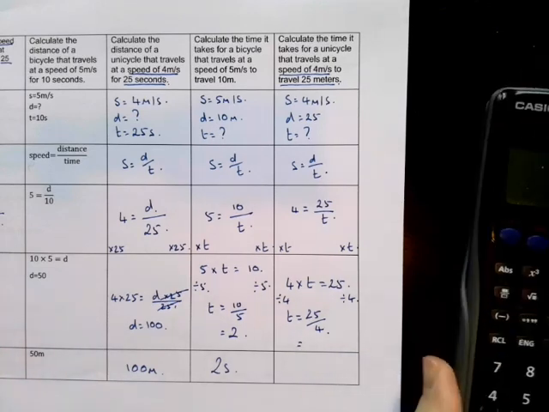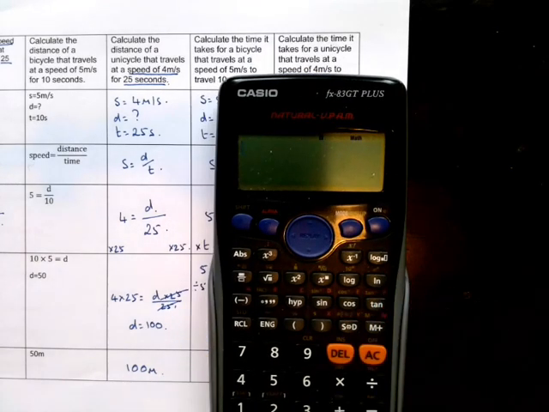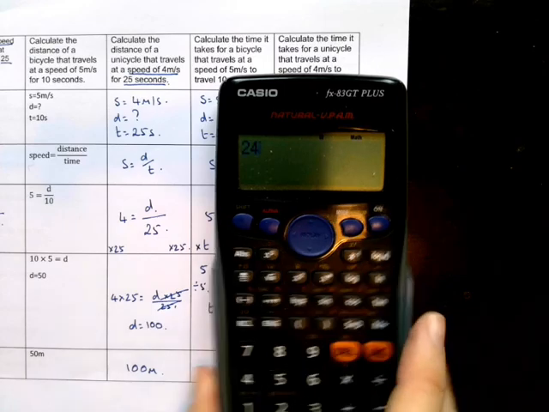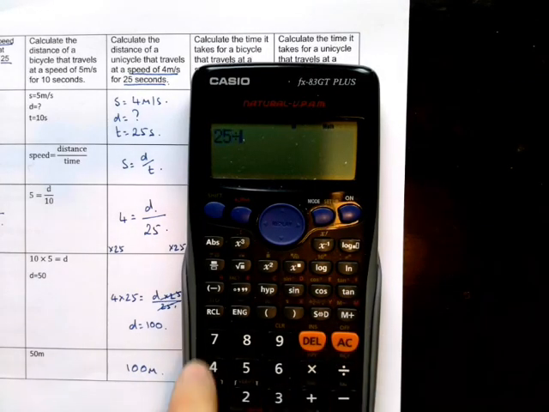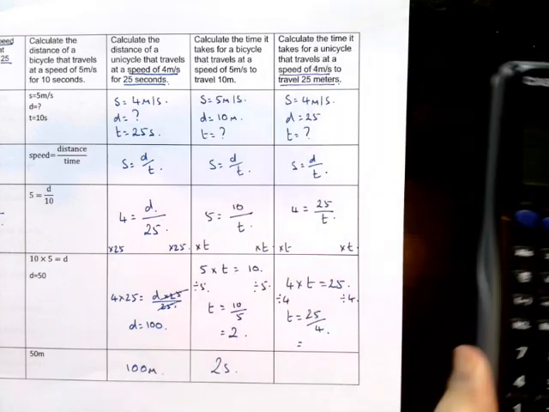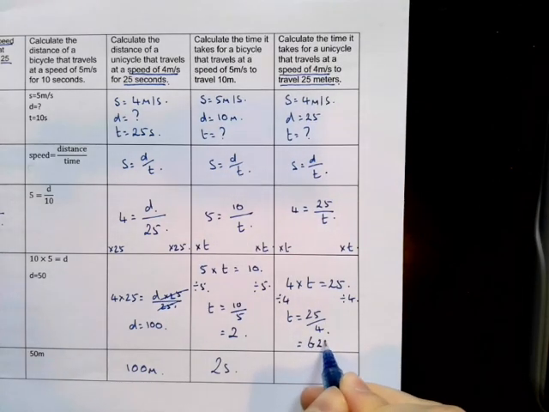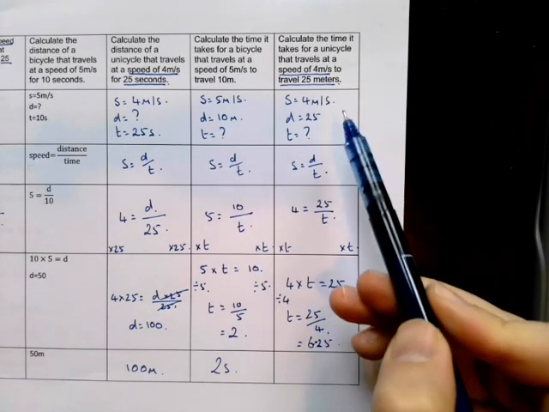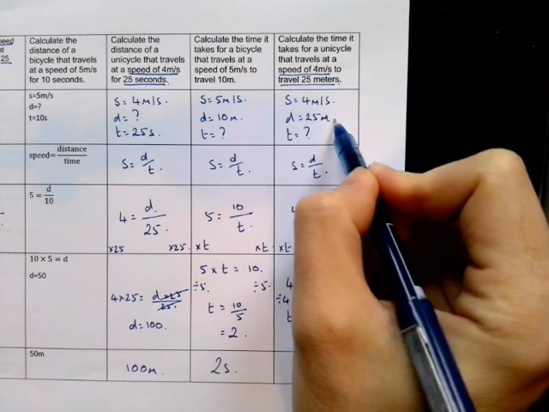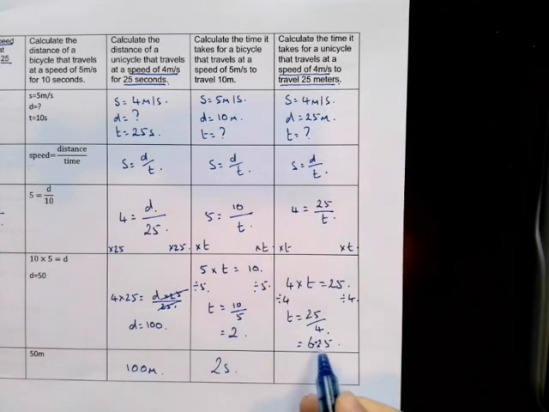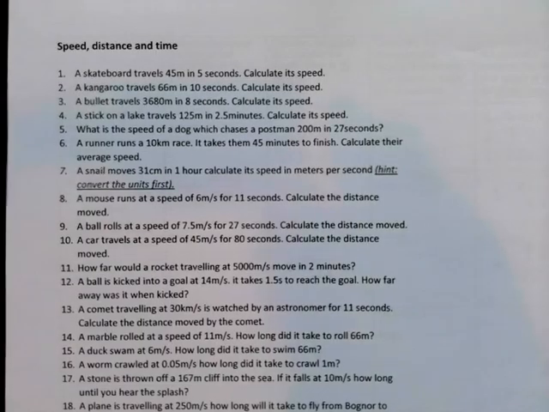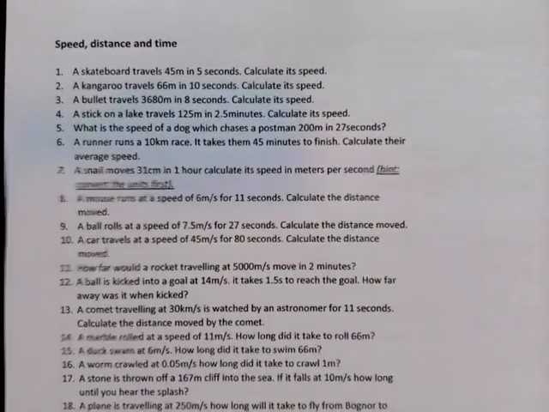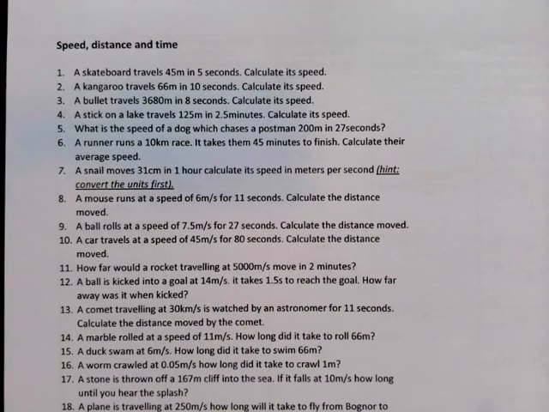25 divided by 4, if I get my calculator, 25 divided by 4, 6.25. And because I'm doing meters per second and meters, if this is a time, this is going to be 6.25 seconds.